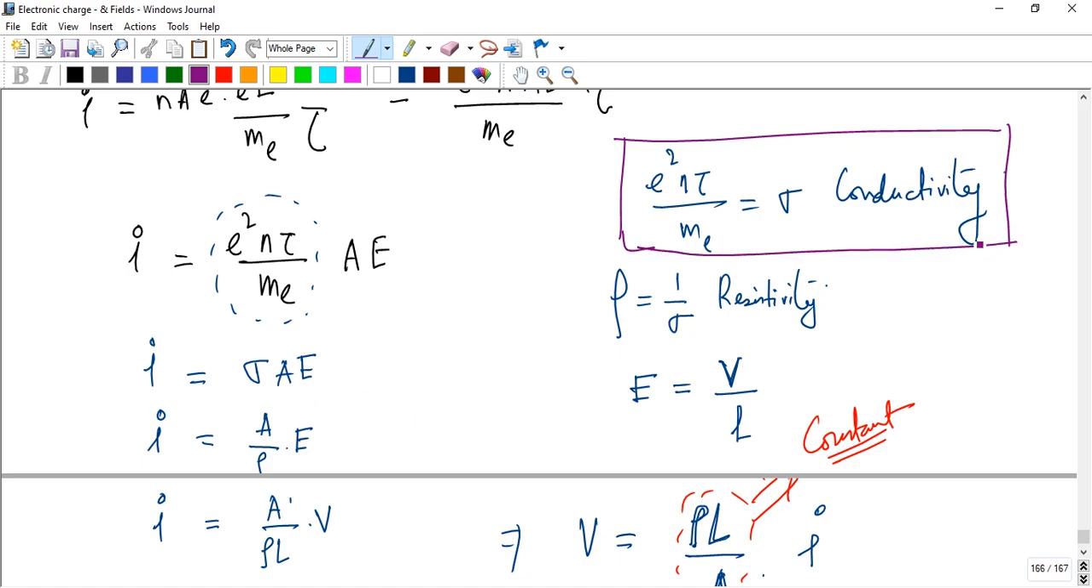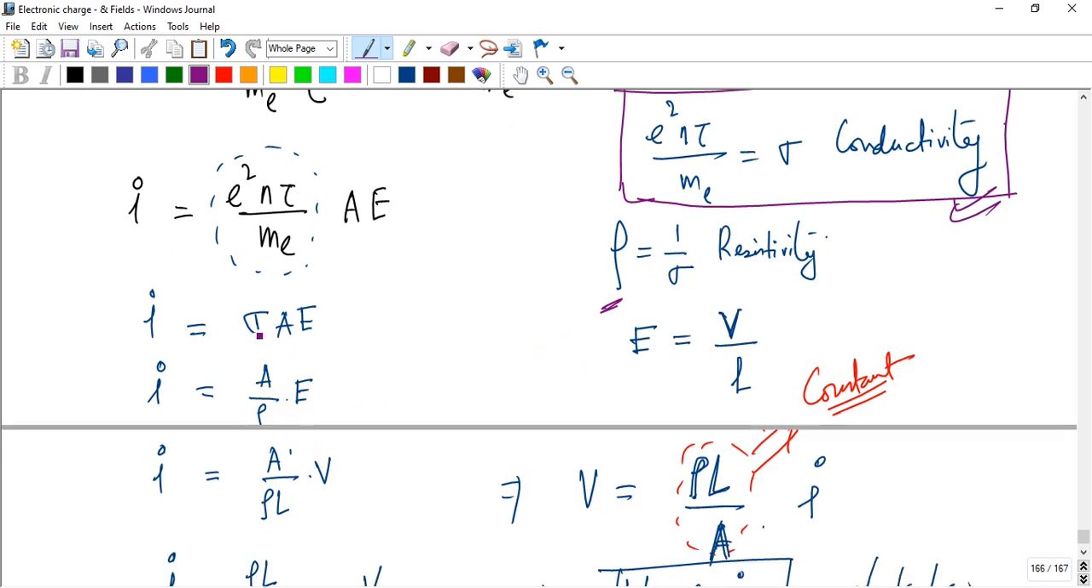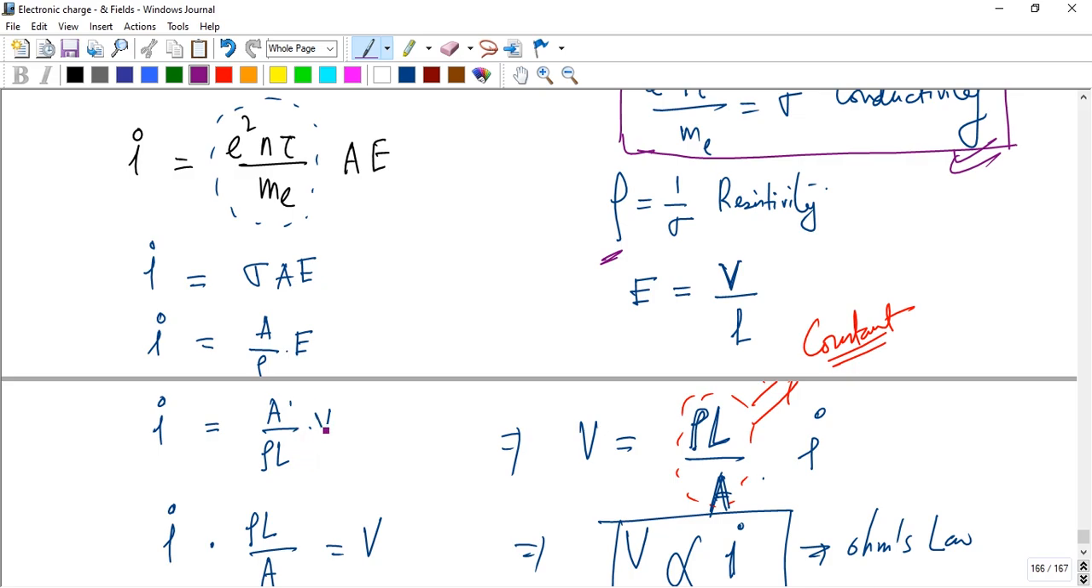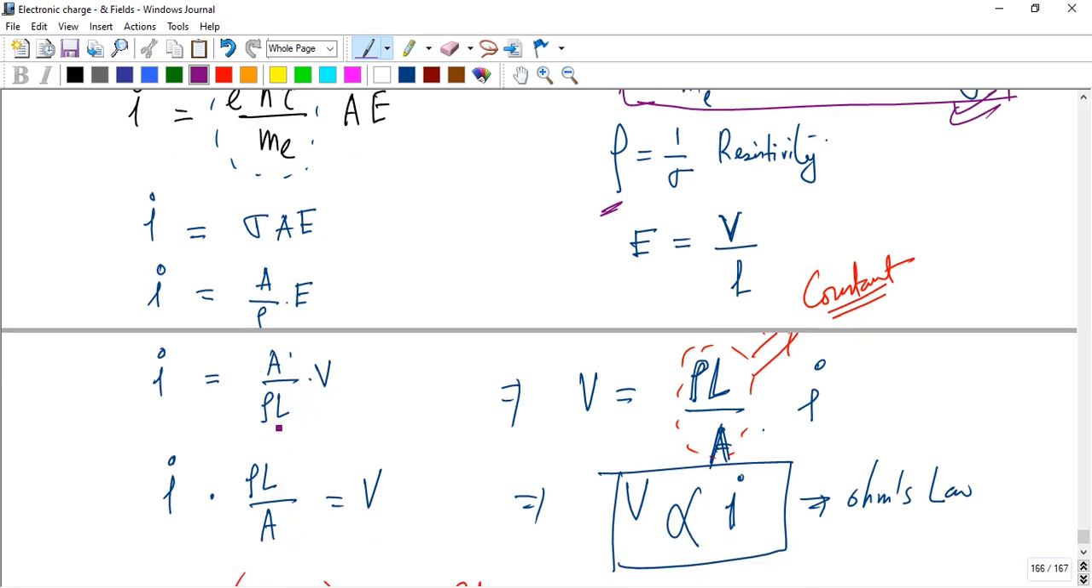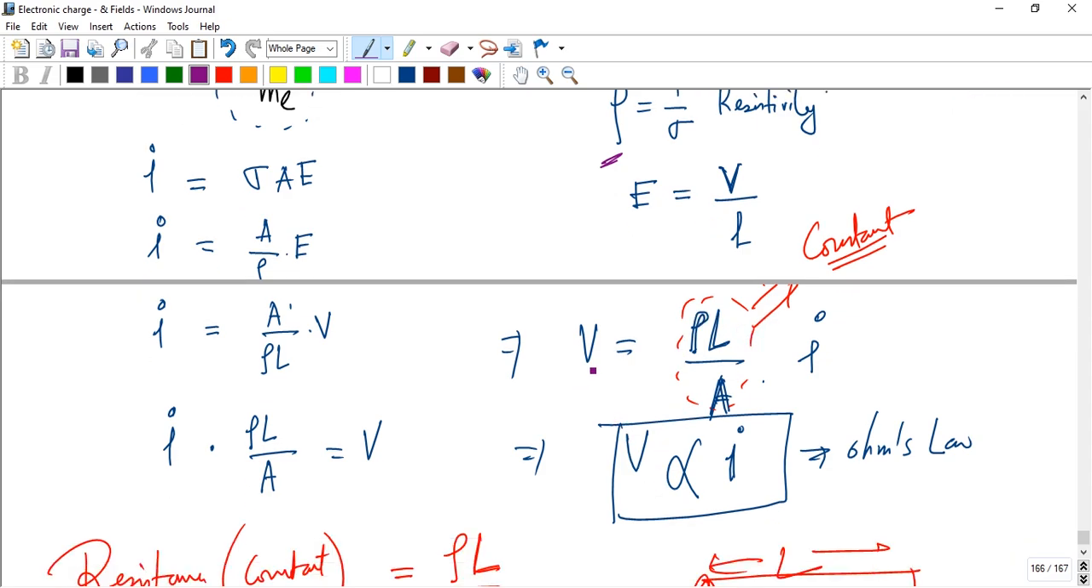The symbol is sigma, and resistivity is the reciprocal of conductivity. So that is A by rho times E, and it is V by L. If I put it in that direction, that is rho L by A. Now rho L by A is a constant term. Resistivity depends on the material property, the length of the conductor and the cross-section area of the conductor. All three terms are constant. So if I remove this constant, we get a proportionality: V proportional to I. That's Ohm's law.